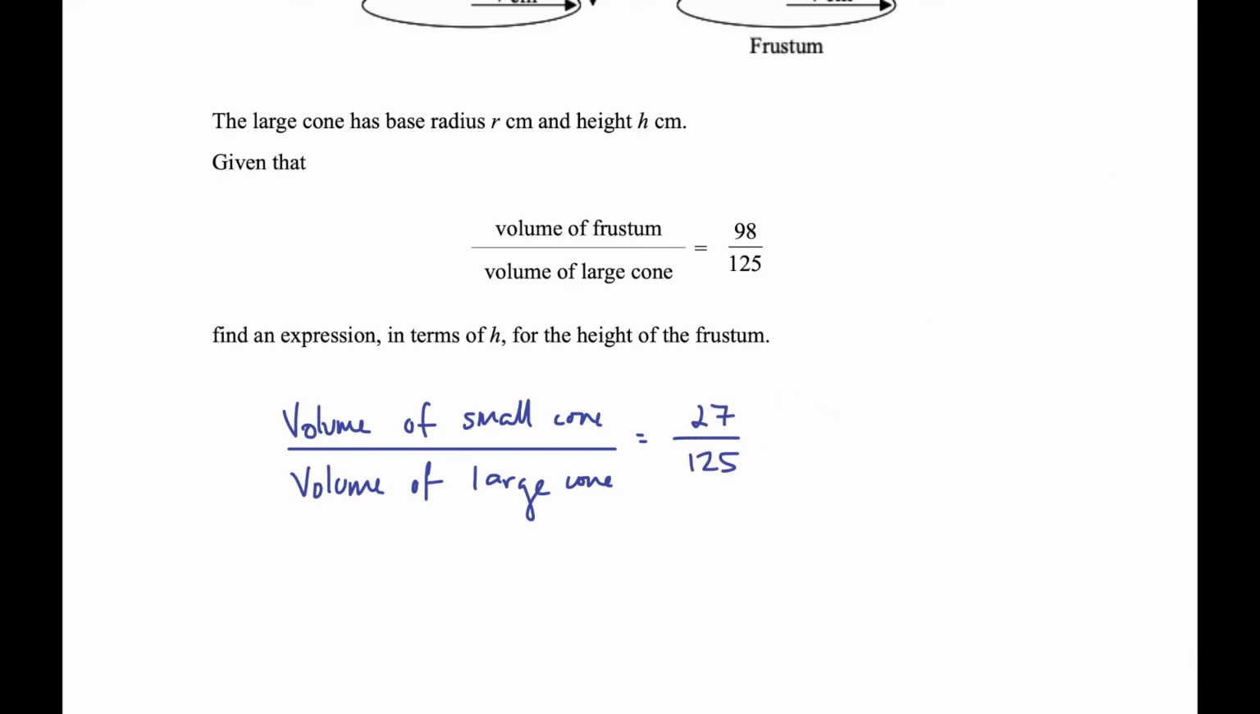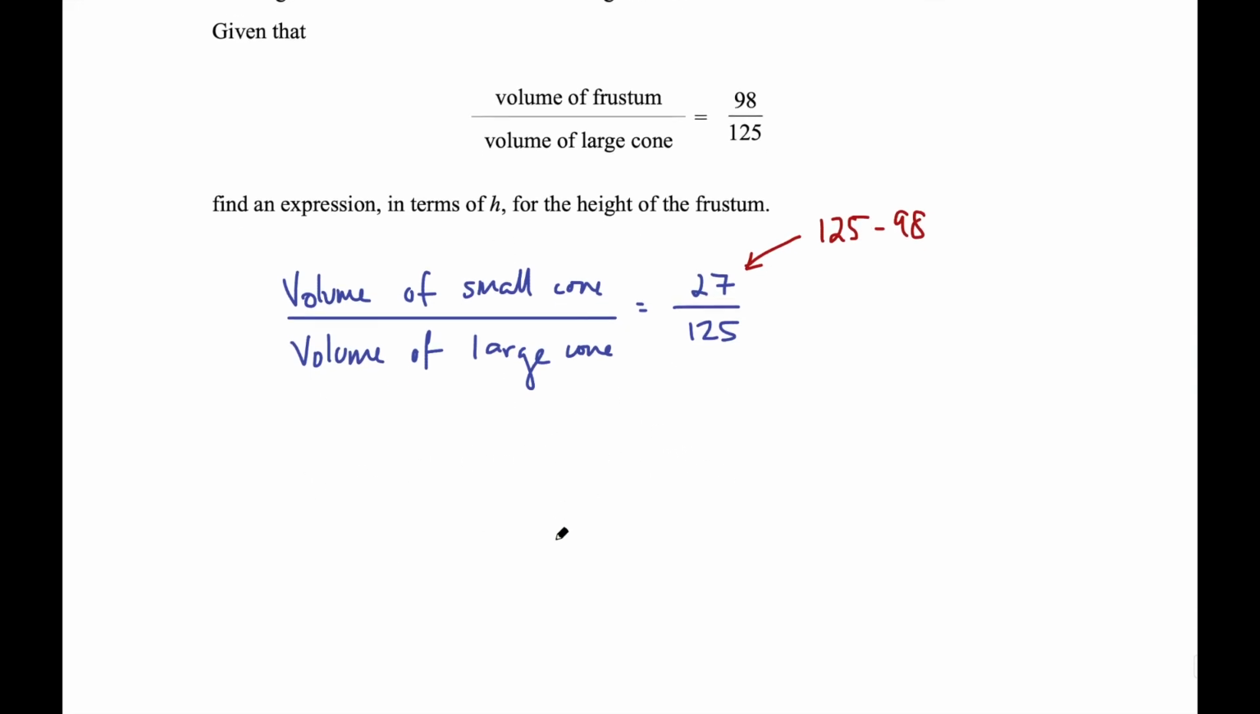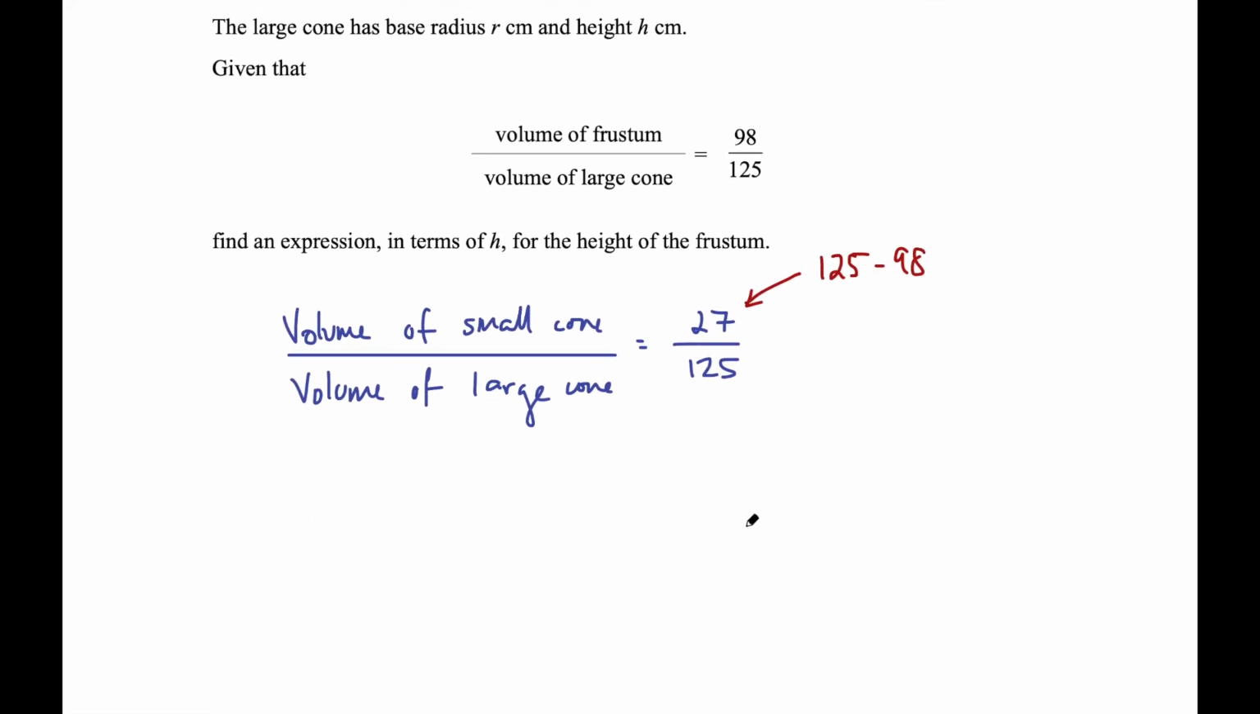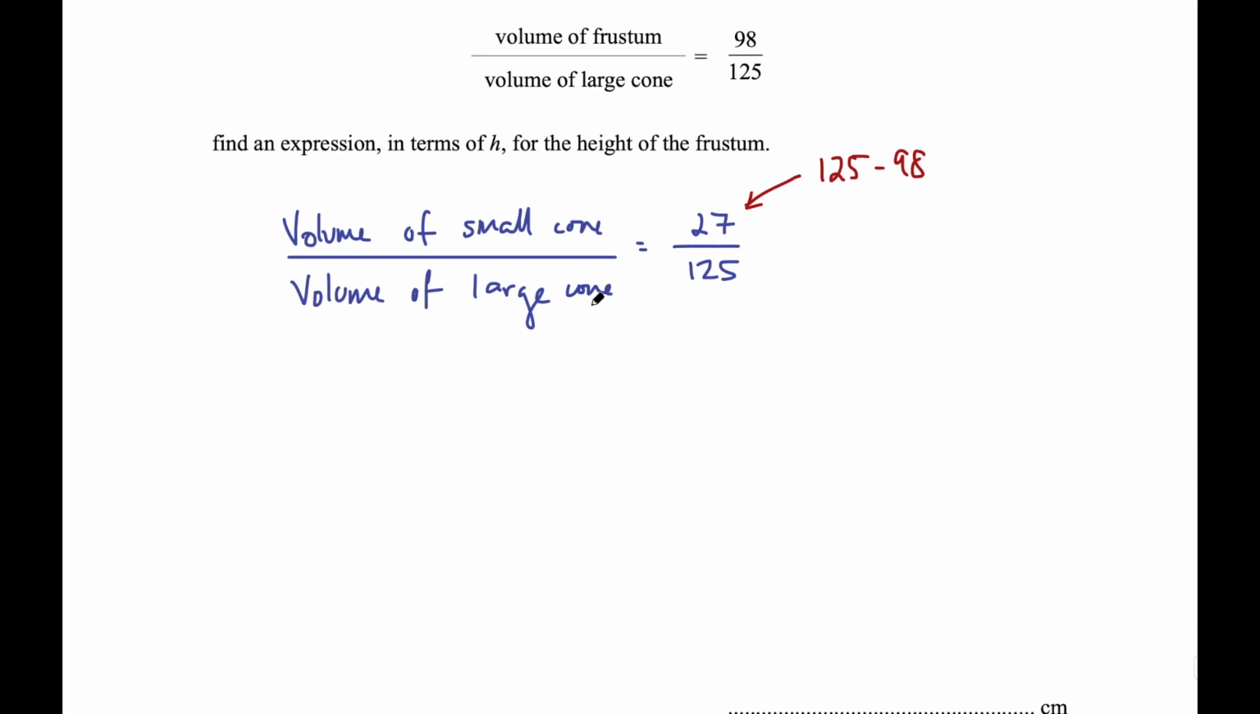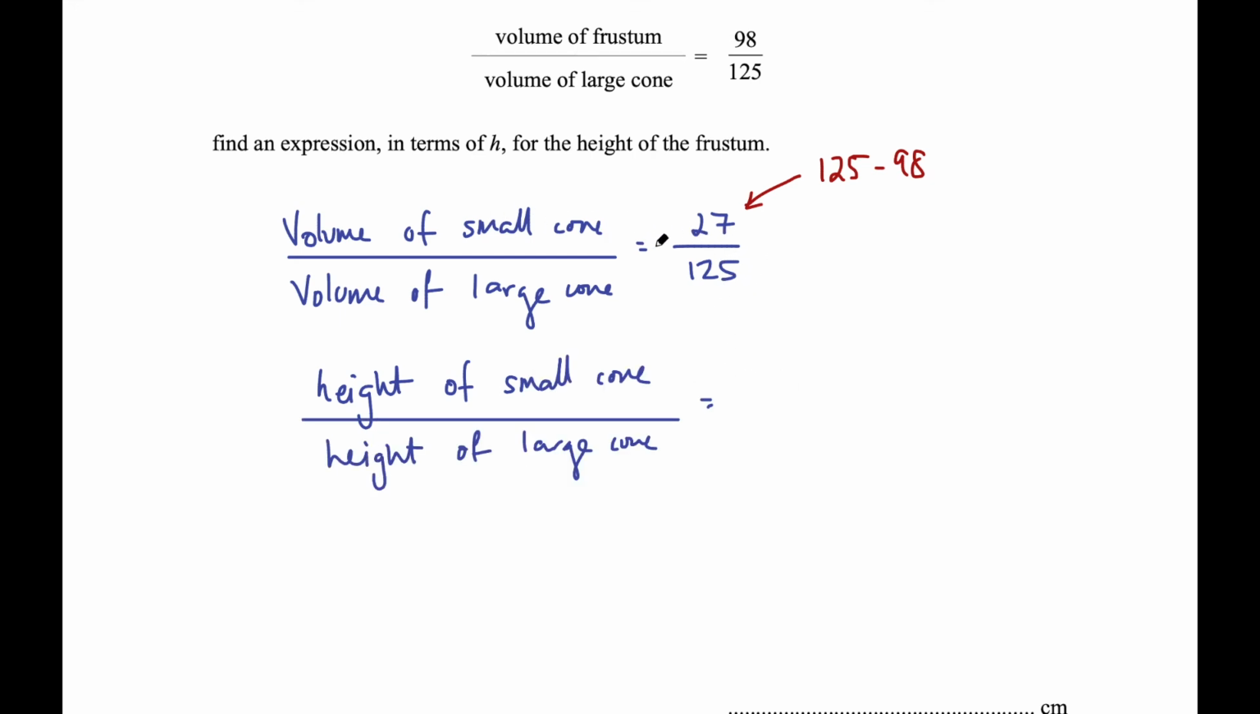And just to be really clear, the way I got this 27 was I did 125 take 98. That's essentially the volume of the smaller cone, or the ratio between the small cone and the larger cone. Okay, once you get to that point, I think that's probably the trickiest step, but once you get to that point, because the cones are similar, we can say that the ratio of the heights, so the height of the small cone to the height of the large cone, is the cube root of the ratio of the volumes.